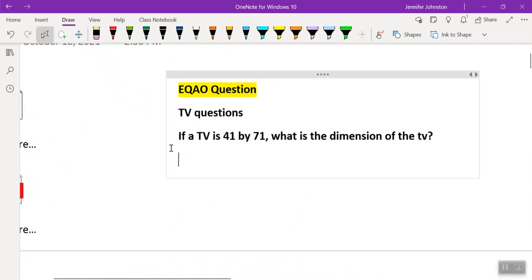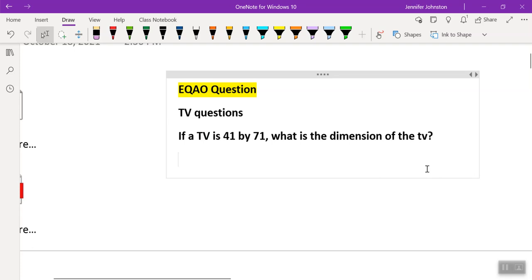So it's a TV question. If a TV is 41 by 71, let's say inches, because I wouldn't think of a TV as 41 by 71 centimeters. So 41 by 71 inches, what is the dimensions of the TV?